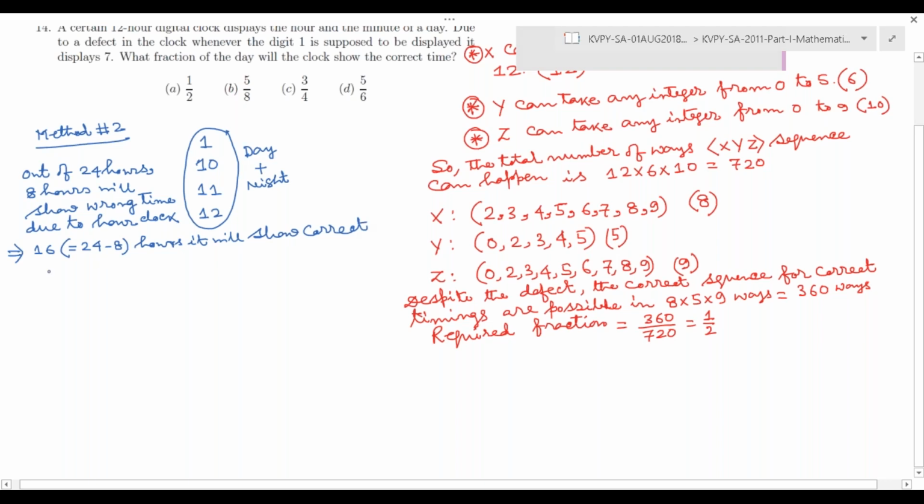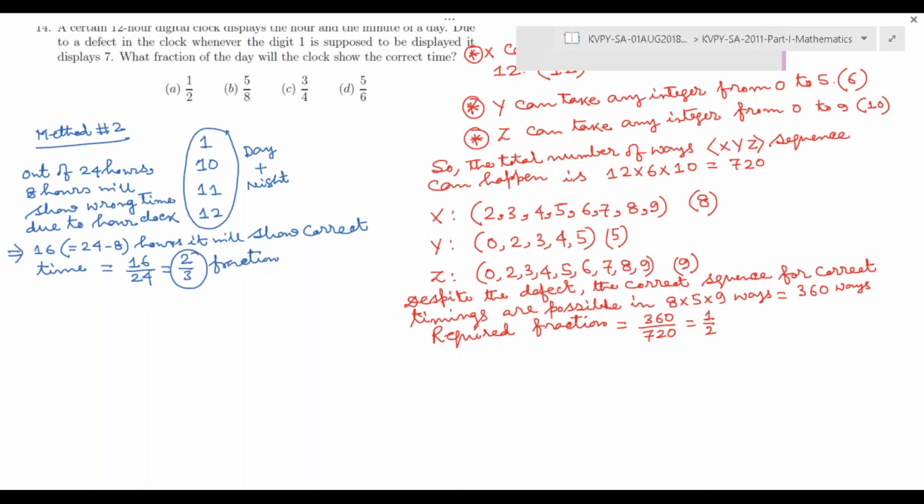And then what is the required fraction here? It is 16 by 24, which is equal to 2 by 3. That is the fraction. That means in 1 hour, 2 by 3 fraction, it will show the correct timing due to the hour hand. Now let's come to the minute part, because here it is a digital clock, there is no hand by the way.